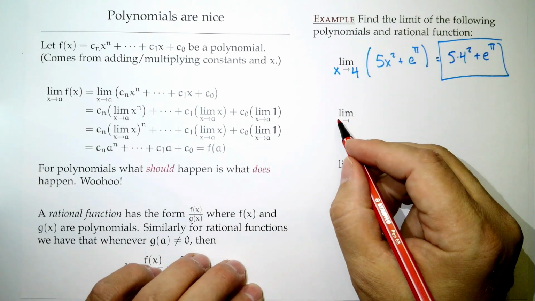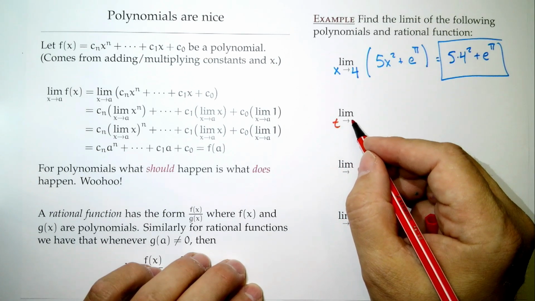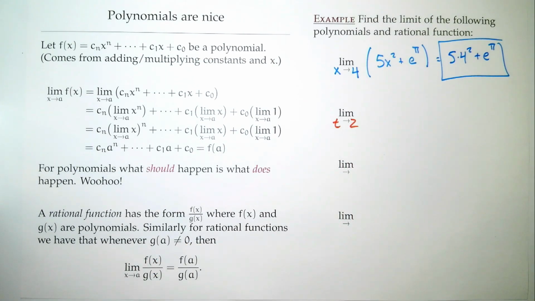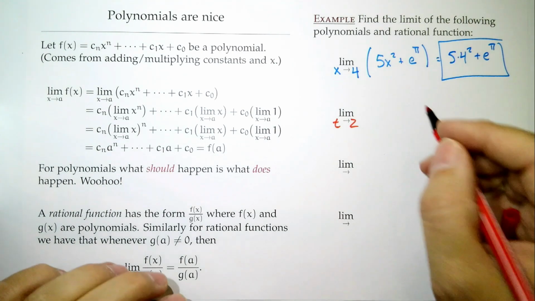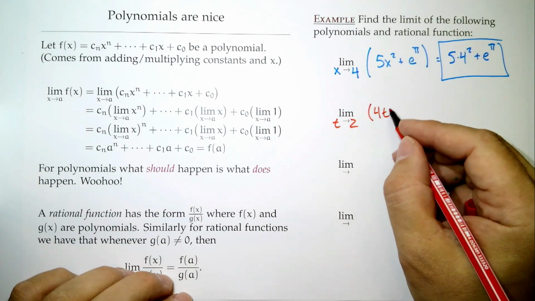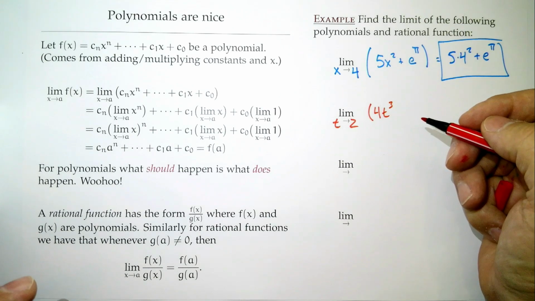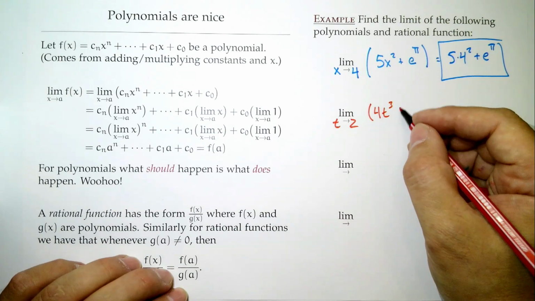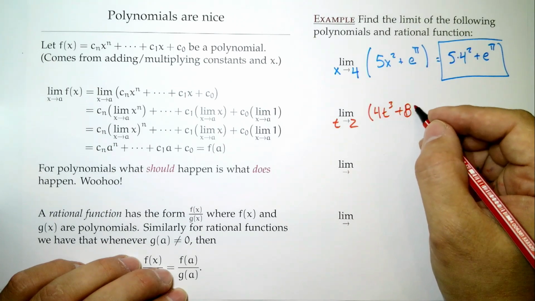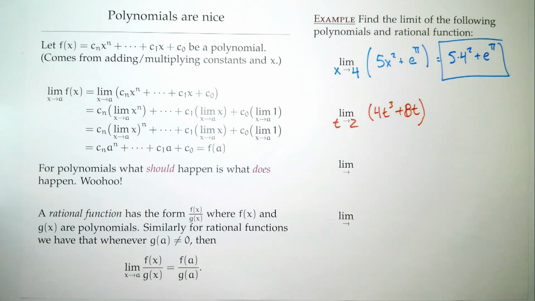Suppose we change to t goes to 2. Okay, so now we're not going to use x as a variable, we're going to use t. Okay, we need a polynomial. What do you want? 4t cubed. Okay, we can have more. We can also not have more. Plus 8t. Okay. All right, that's sufficient. 4t cubed plus 8t.